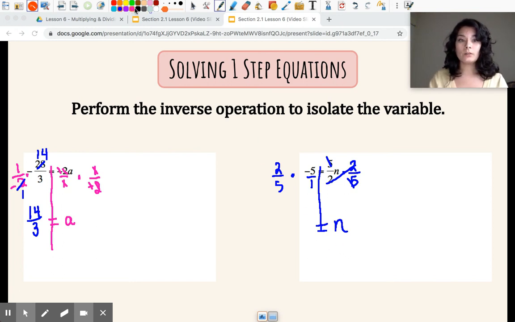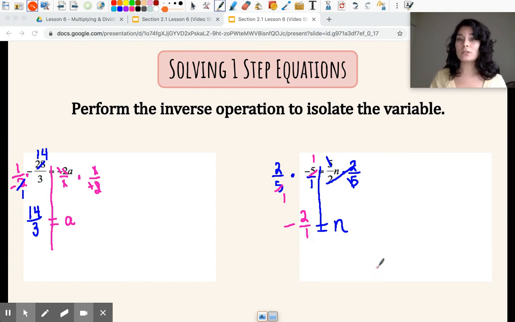And now I'll look for things to cross cancel on the left. The 2 and the 1 can't reduce, but I can reduce 5 and 5. I can divide them both by 5 and get 1's. A positive times a negative will give me a negative answer. 2 times 1 gives me a numerator of 2, and 1 times 1 gives me a denominator of 1.